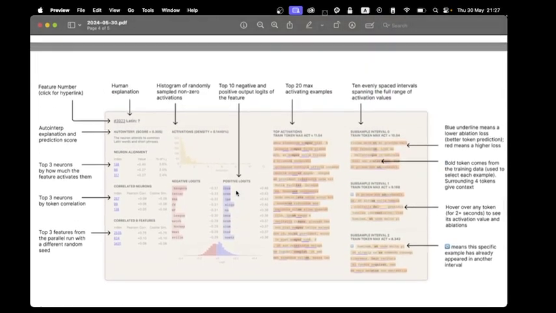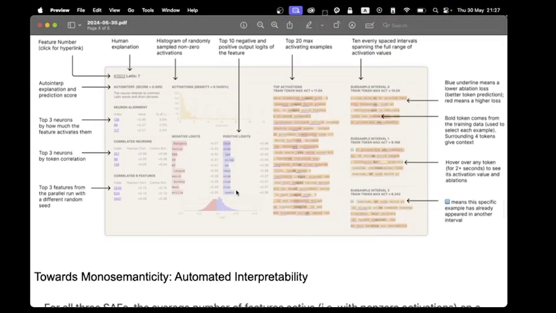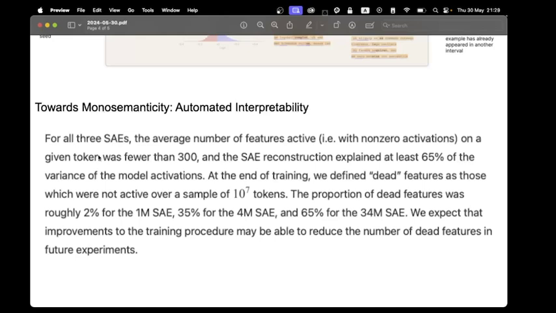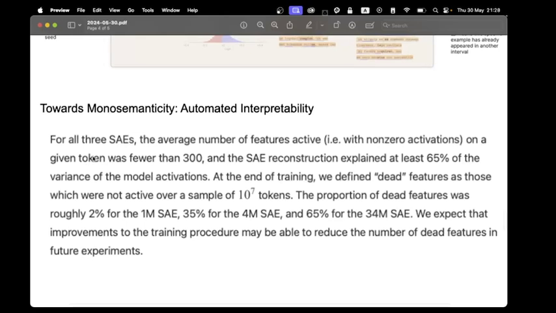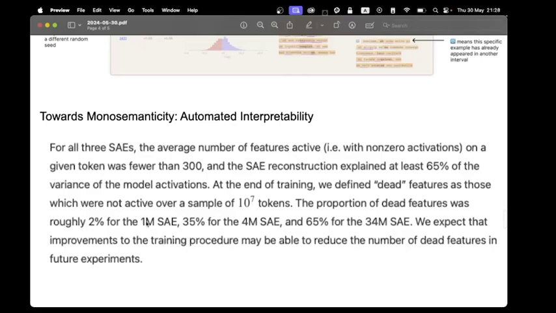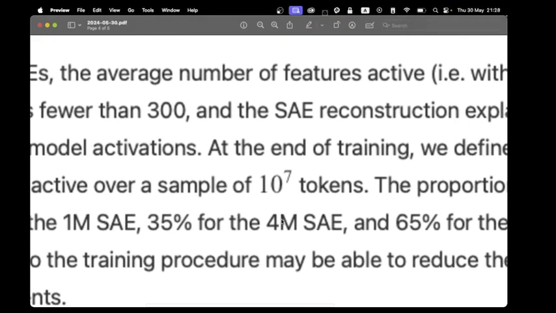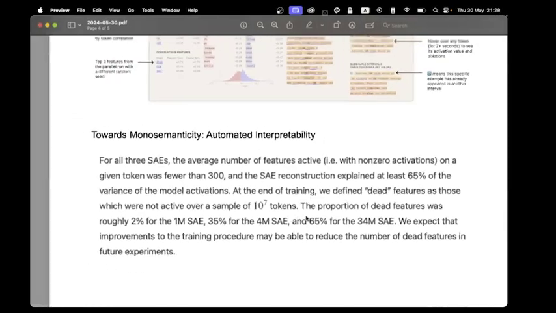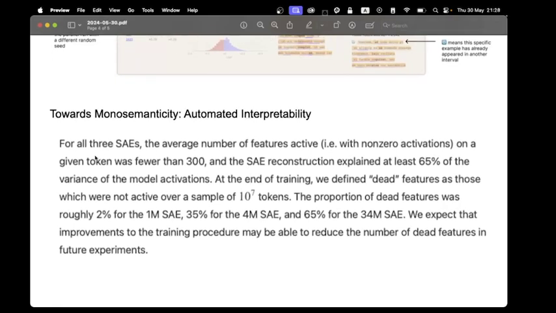So this was a qualitative evaluation. If you try to do quantitative, we get that for each token, we train a small autoencoder, a medium autoencoder, and a large autoencoder. If you go through all tokens, we see that the average number of features active is large, actually, but not extremely large, so fewer than 300.